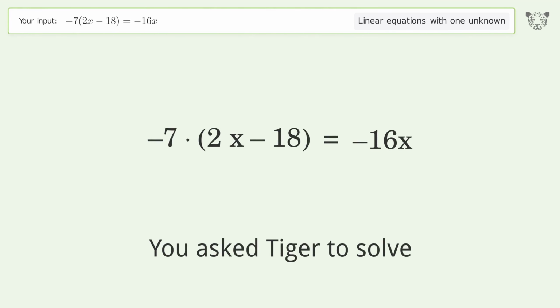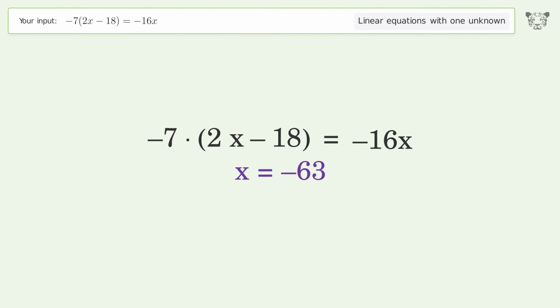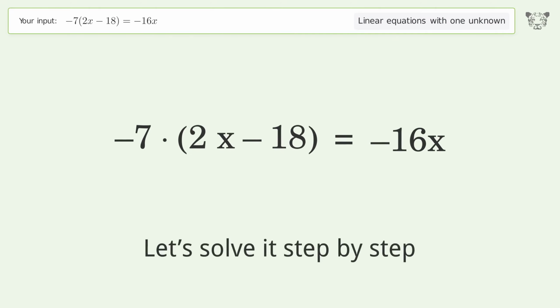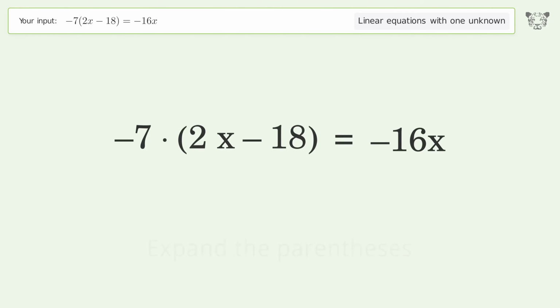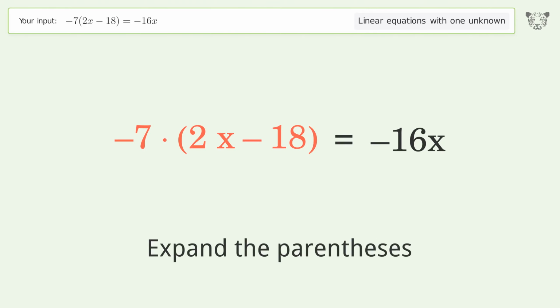You ask Tiger to solve this. It deals with linear equations with one unknown. The final result is x equals -63. Let's solve it step by step. Simplify the expression. Expand the parentheses.